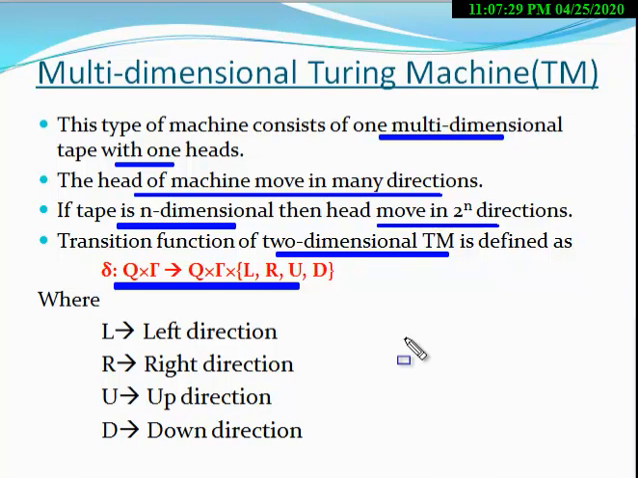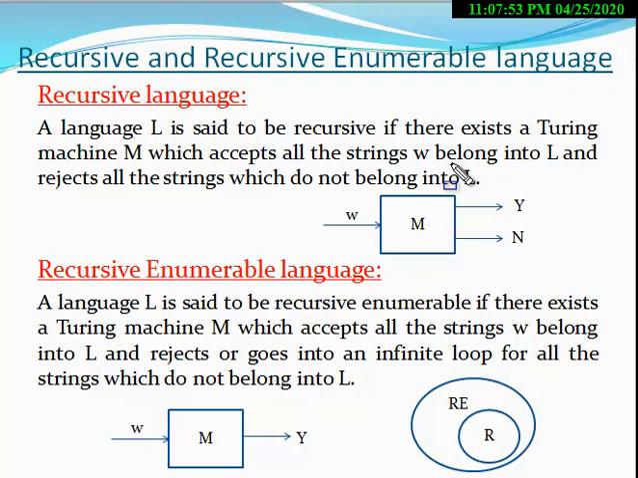Okay, now let us come to the next topic. The next topic is recursive and recursive enumerable languages. In the Turing machine, the languages which we are going to study are the recursive language or the recursive enumerable language. It may be recursive, it may be recursive enumerable language. So now we will define the definitions of both recursive language and recursive enumerable language.